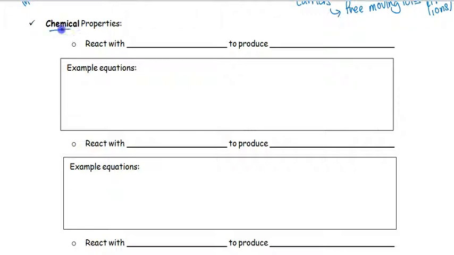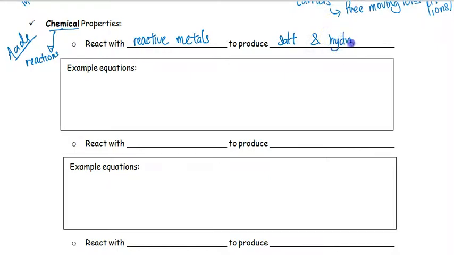Right, now let's look at the chemical properties of your acids. Okay, what are chemical properties? When you say chemical properties, it's actually just referring to the reactions. Right, let's look at the first reaction. So acids react with reactive metals to produce salt and hydrogen gas.